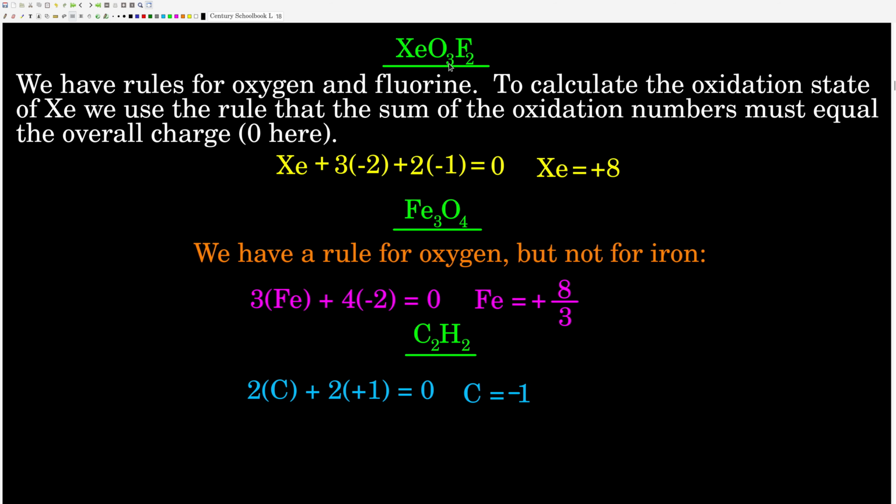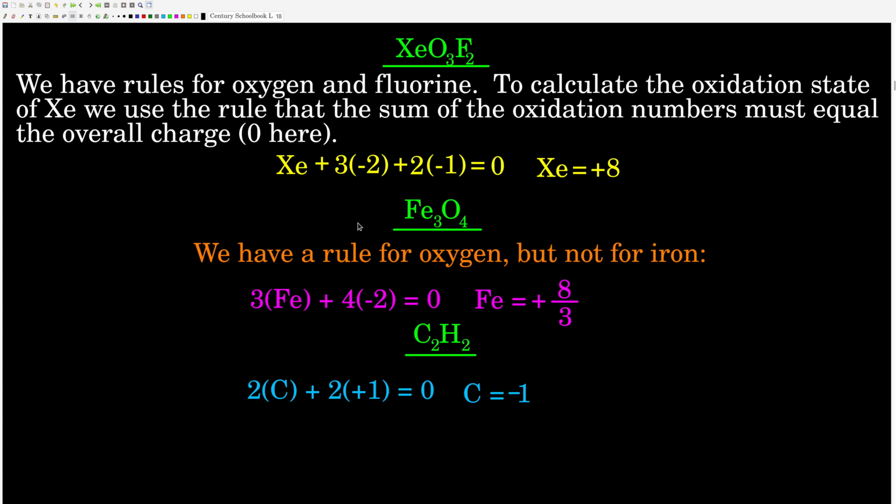So for xenon trioxide difluoride, we have rules for oxygen and fluorine, but not xenon. When that's the case, we apply the rules for the elements we have rules for and solve for the one we don't. So there's one xenon, so whatever its oxidation state is, plus 3 oxygens, they're -2, plus 2 fluorines, they're -1. When we solve this for the oxidation state of xenon, we see that it's +8.